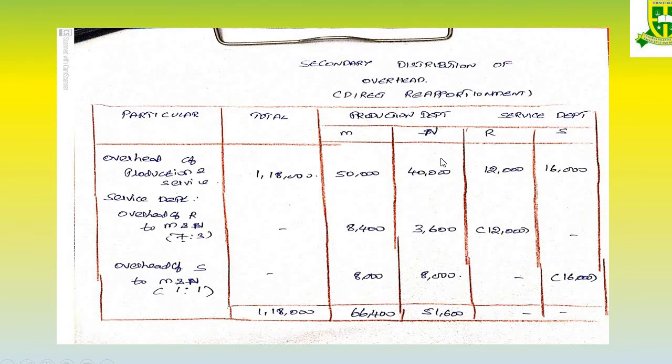Now add the production department overheads. This is the correct overhead of the production department after taking the service department expenses. This total will be the same amount as the earlier total, because the expenses have been divided between M and N. So this is the direct apportionment method, where there is no hidden information. You have to divide based on the ratio given.